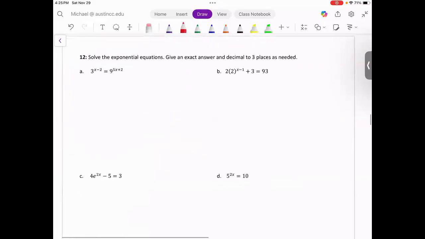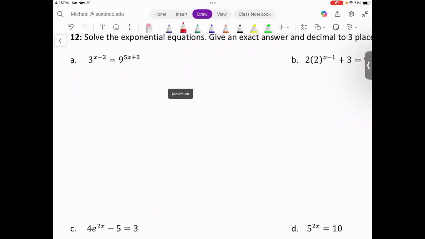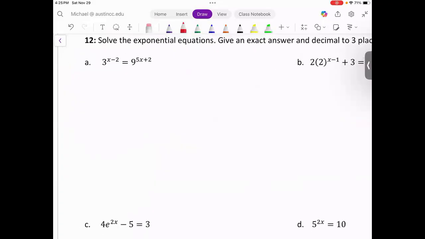Now, solving our exponential equations. Let's take a look at these. So our first one, we've got 3 to the x minus 2 equals 9 to the 5x plus 2. So the first step is to get those bases to be equal so we can use the equivalence property. We know that 3 squared equals 9, so let's rewrite it like that.